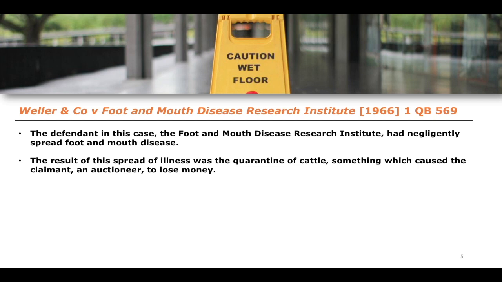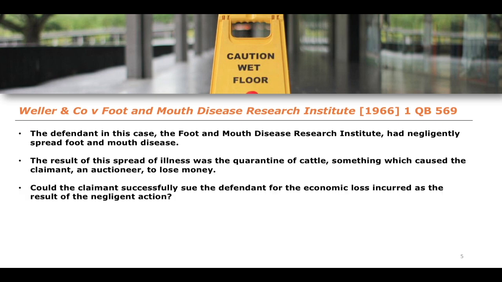So essentially what had happened is that there was a disease that was spread, and this disease can affect cattle quite significantly. As a result, the claimant, the auctioneer of the cattle, lost money because they had to quarantine the cattle to stop them from getting this disease. Now, the question here is, can the claimant successfully claim for economic loss as a result of the negligent action, the defendants negligently letting out and allowing the spread of foot and mouth disease?